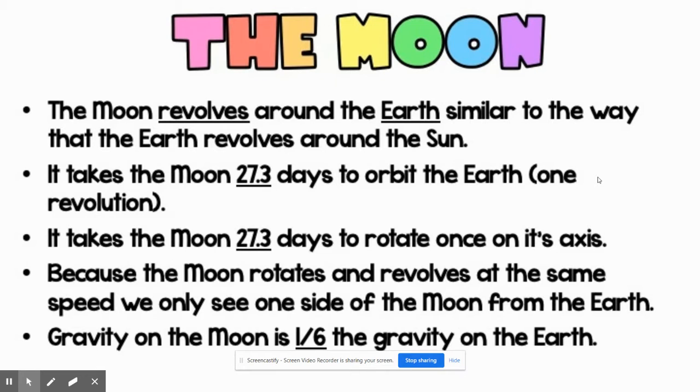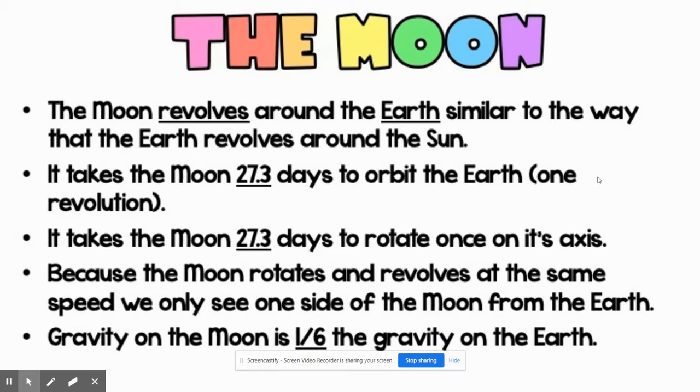The moon revolves around the Earth similar to the way the Earth revolves around the sun. It takes the moon 27.3 days to orbit the Earth. That is one revolution. It takes the moon 27.3 days to rotate once on its axis. Because the moon rotates and revolves at the same speed, we only see one side of the moon from Earth. So we're only ever seeing the same side of the moon. And then gravity on the moon is 1/6 the gravity on Earth.